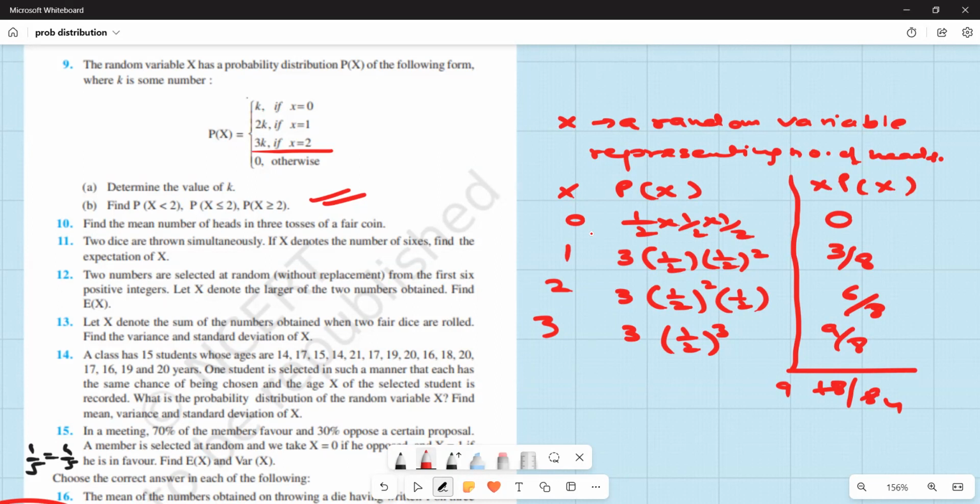Point 1.5 answer. Number of heads, mean number of heads means mean we have to find.